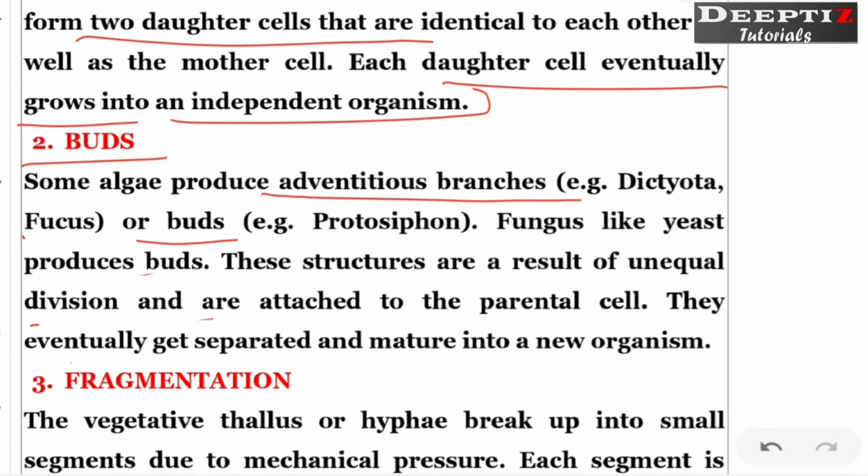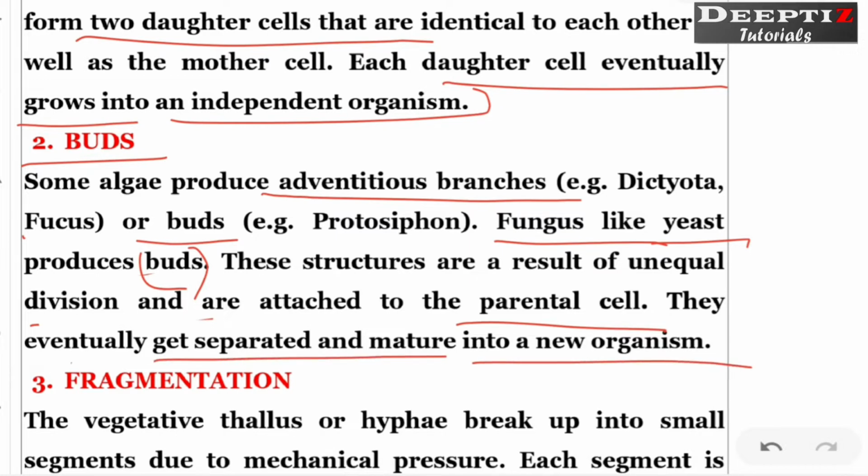So here apart from plants we already know that fungus like yeast. What is yeast? The only unicellular member of kingdom fungi. They are also having buds. What is the speciality of bud? They remain attached to the parent body or parent cell. Later it will get separated and mature as a new organism.